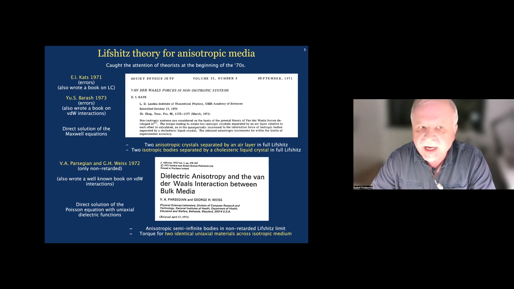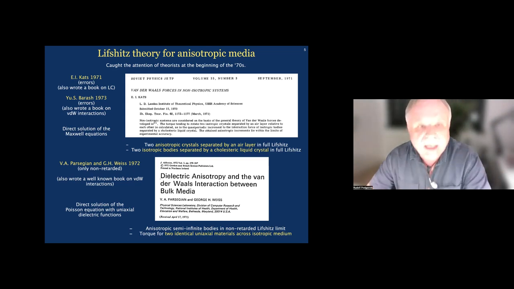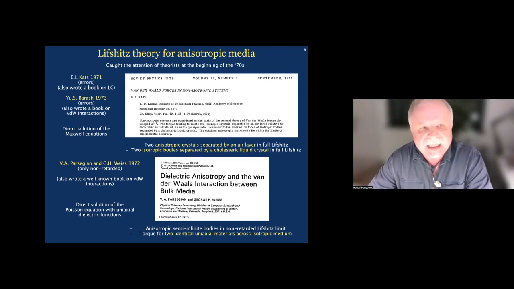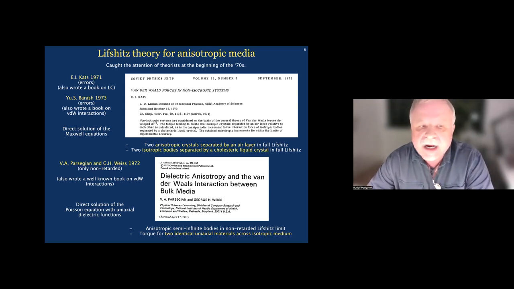After him in 73 came Yuri Barash, a well-known researcher in the field of Van der Waals torques, and he tried to reformulate the problem started by Katz. I assume you've heard of Barash. He was a student of Ginzburg, and he worked extensively on Van der Waals interactions. Actually, he wrote a book on Van der Waals interactions, but maybe not that well known. He was also directly solving Maxwell equations, and again, he made an error, which he himself later corrected in his later work.